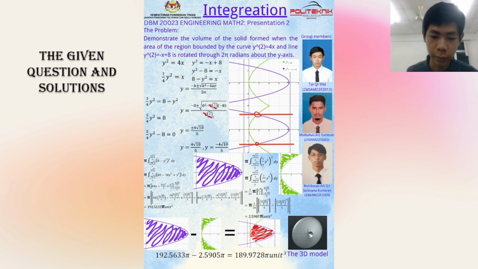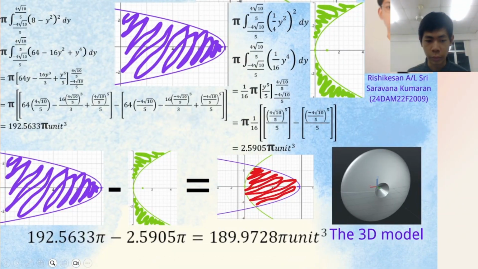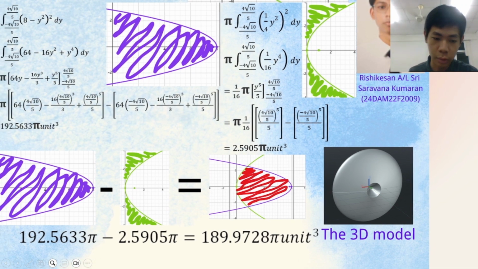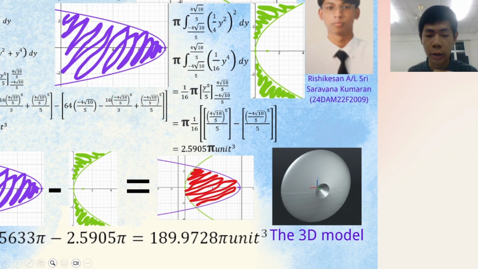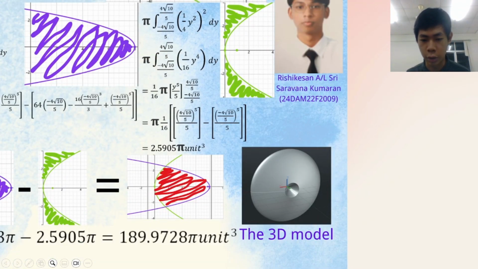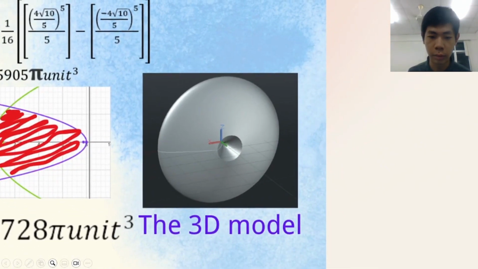After that, if you want to find the boundary region as shown here, we need to use the purple part minus the green part, and then we get the red part that we need. So we use 192.5633 pi minus 2.5905 pi, and then we get 189.9728 pi unit cube. And shown here is the 3D model for the equation that we calculated just now. This is the volume for it. As you can see, this is y and this is x.